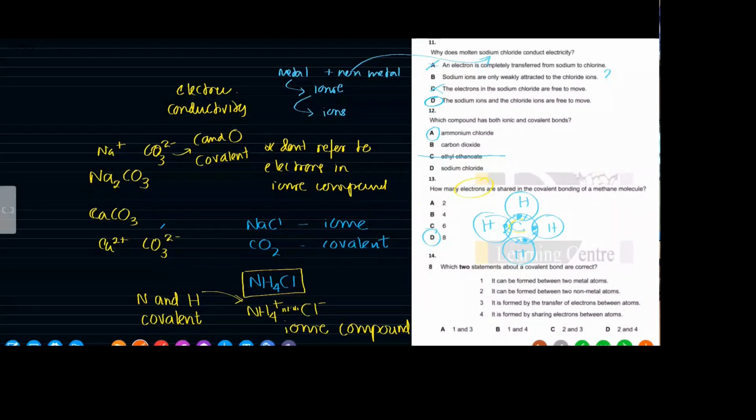Okay. Which 2 statements about the covalent bond are correct? It can be formed between 2 metal atoms. Wrong. Then it's going to be a metallic bond, right? It can be formed between 2 non-metal atoms. Yes, that is possible, right? It is formed by transfer of electrons. Wrong. Transfer of electrons means ionic. Sharing electrons, correct. Therefore, the answer is 2 and 4.